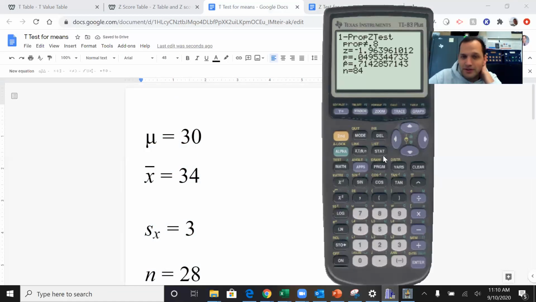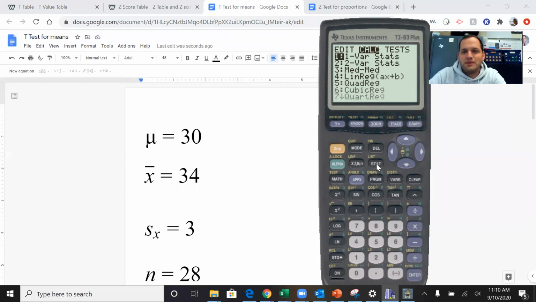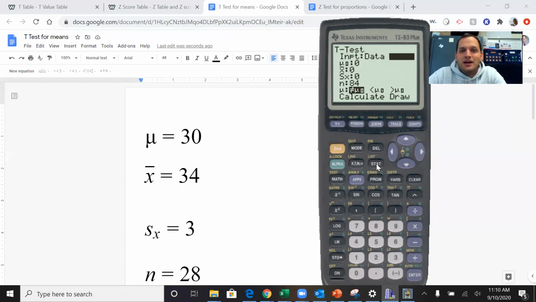So I pull up my calculator. Now these are t-tests. Remember, a z-test for proportions, a t-test you would use on means or averages. You can also use a z-test for averages, but normally we just stick with the t-tests. Okay, so I'm going to go statistics, come over to tests. I'm going to do a t-test. Make sure that you are in statistics because we're putting in statistics.